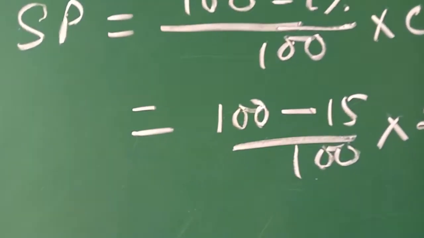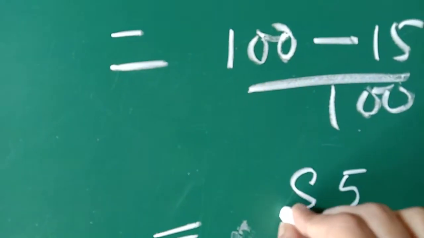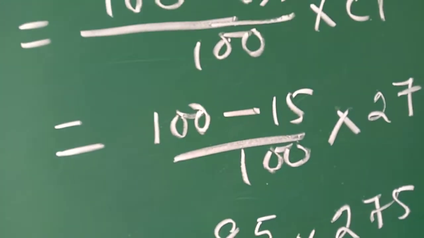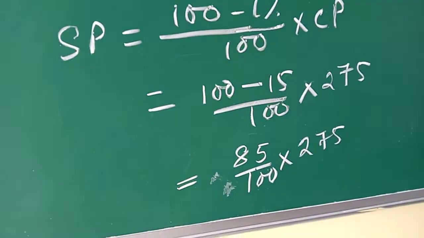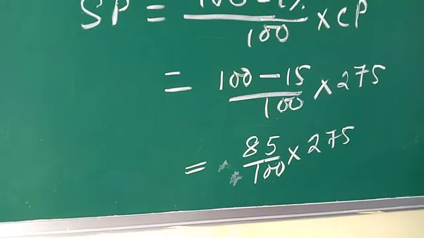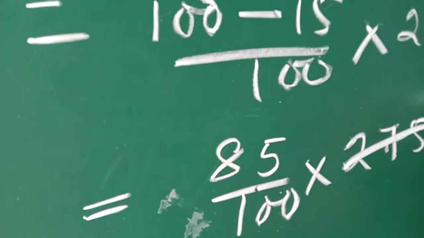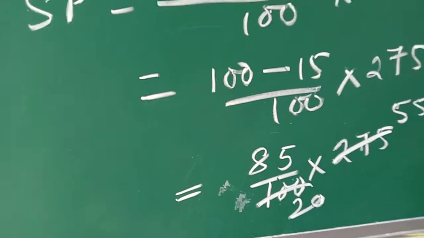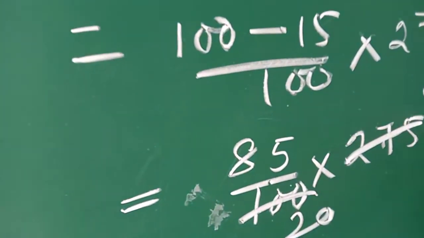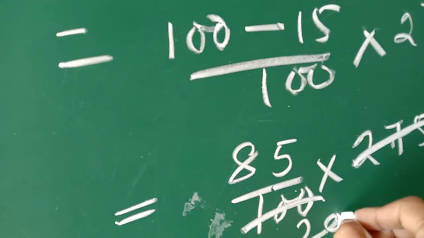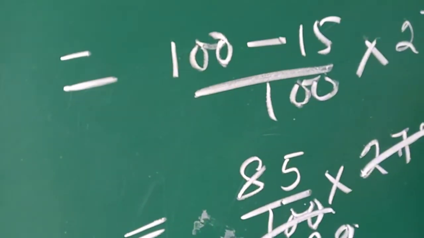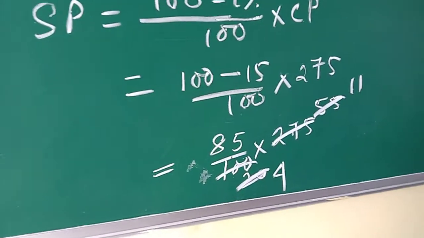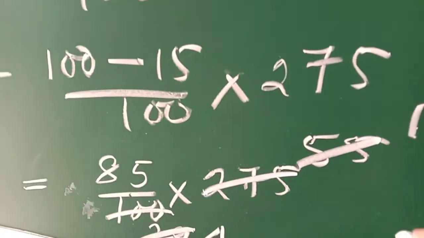Complete this calculation. 85 by 100 into 275. Find out the calculation. 5 5s are 25, 5 5s are 25, 5 20s are. Understood? Now 5 11s are, 5 4s are. Divide it, multiply 85 into 11, do it here.